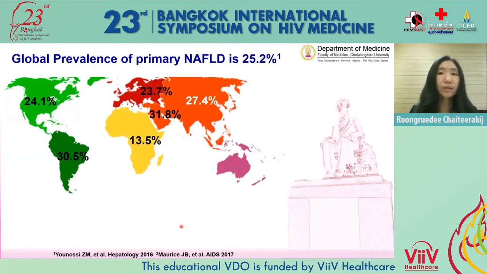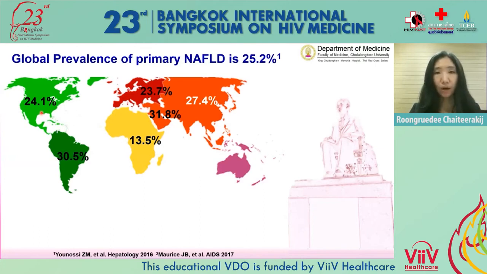This slide shows the prevalence of fatty liver around the world. The prevalence of fatty liver around the world in the general population is about 25%, varying by geographic region. For example, in Africa, it is about 13%, but in the US, it's about 25%.